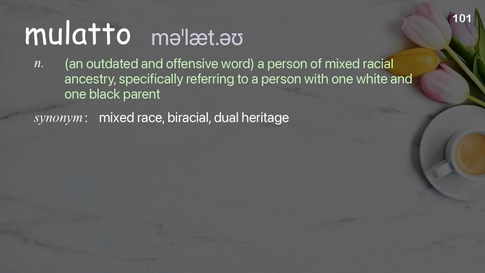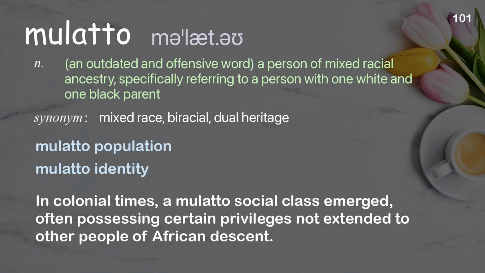Mulatto. An outdated and offensive word, a person of mixed racial ancestry, specifically referring to a person with one white and one black parent. Examples: Mulatto population. Mulatto identity. In colonial times, a mulatto social class emerged, often possessing certain privileges not extended to other people of African descent.